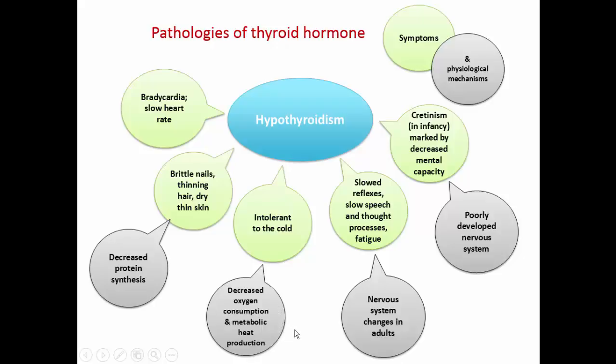Remember that an important effect of thyroid hormone is to set the basal metabolic rate. So with low levels of thyroid hormone, we have a low metabolism and therefore a low heat production. We can see brittle nails, thinning hair, and dry, thin skin. And this is due to decreased protein synthesis. The primary cardiovascular change in hypothyroidism is bradycardia, or in other words, a slow heart rate.